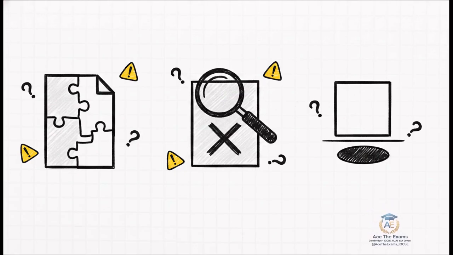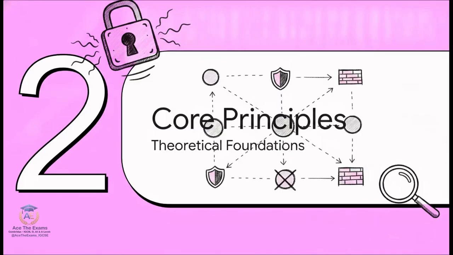You write an explanation of how it works, and you link it back to the question. Alex and Sam completely skip the evidence and link stages, which is why their answers fall flat. Section 2, core theoretical principles. Let's build the right foundation.